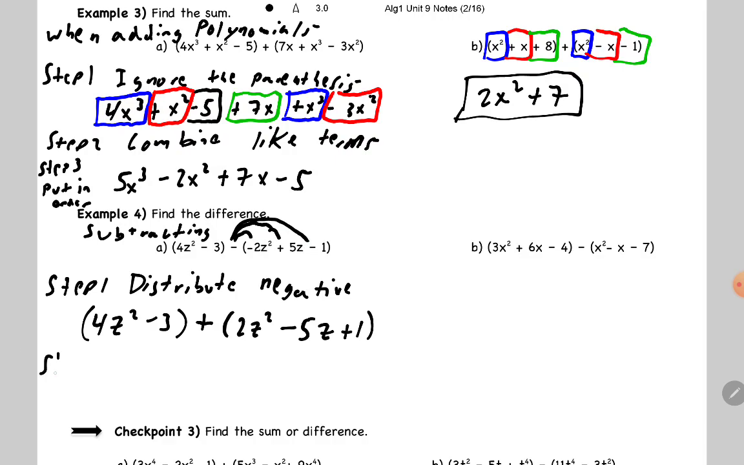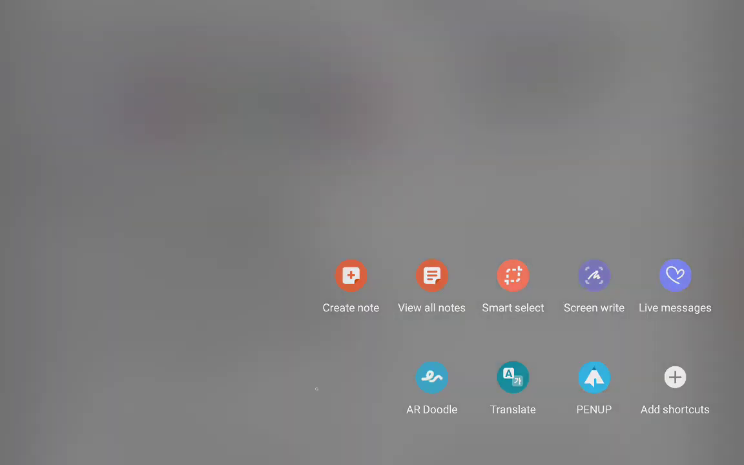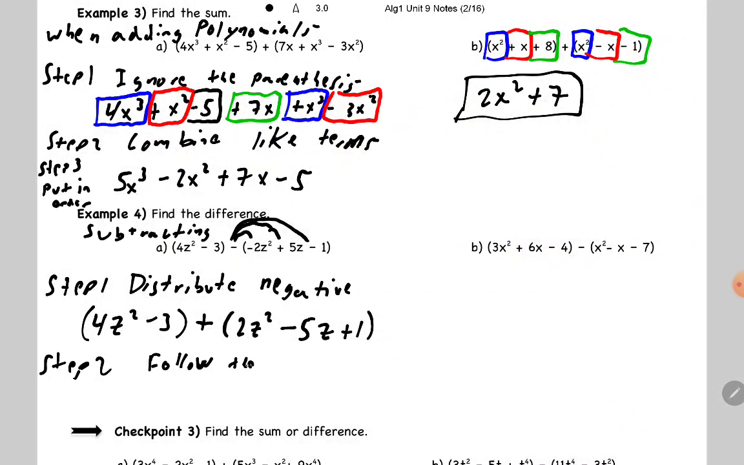Okay, and then step 2, follow the addition rules. Okay. So I have a 4z squared plus 2z squared. So that is a 6z squared.